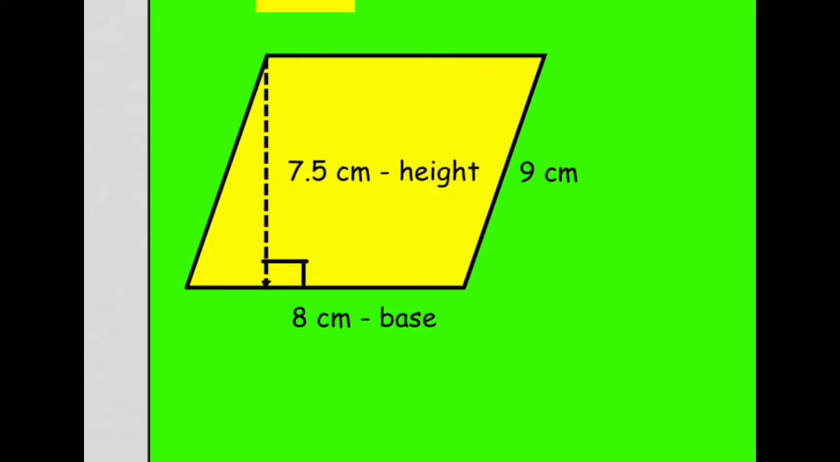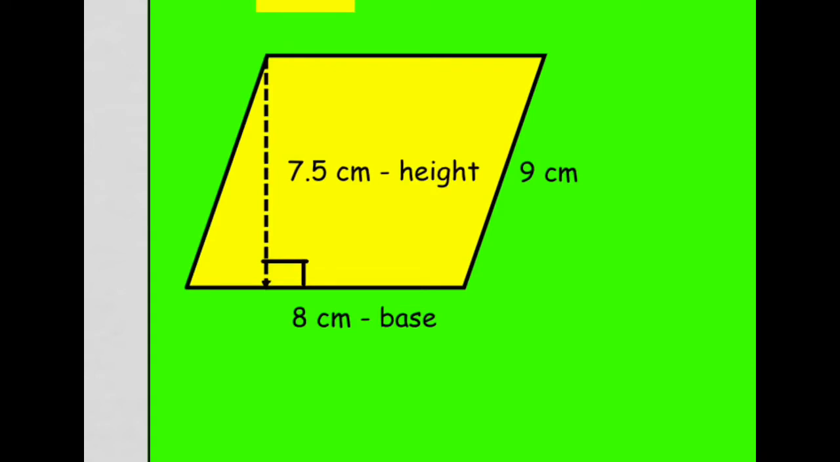Because you would never measure the height of something diagonally. See, this distance here, the distance that's 9 centimeters, that's not the height, because that's a diagonal line. You always measure the height straight down or straight up and down from the bottom. So in this particular parallelogram, the base is 8 centimeters and the height is 7.5 centimeters, right? And it would make sense that this diagonal line here should be taller than the height of the parallelogram because it's diagonal, right?